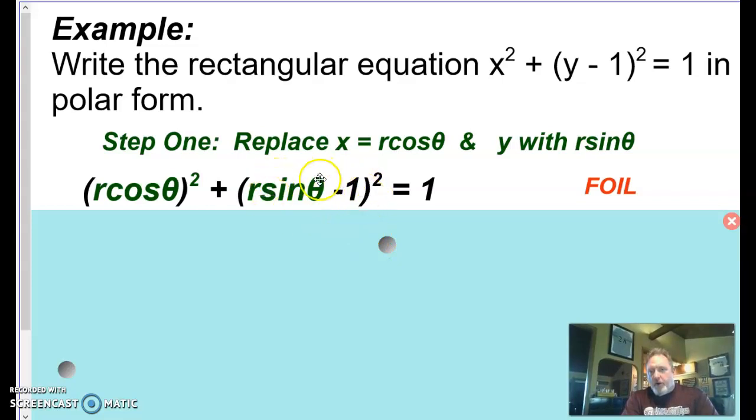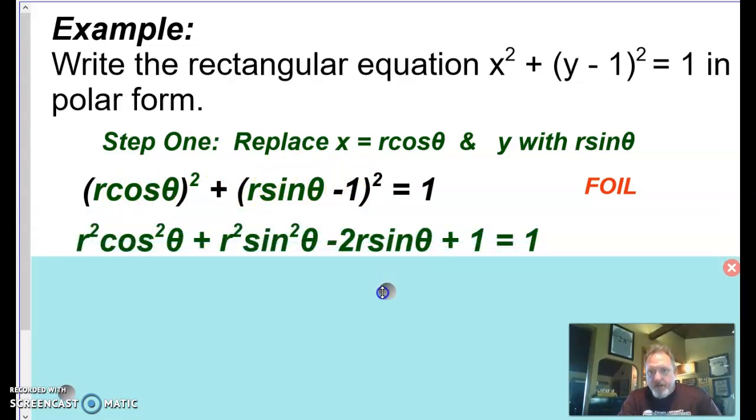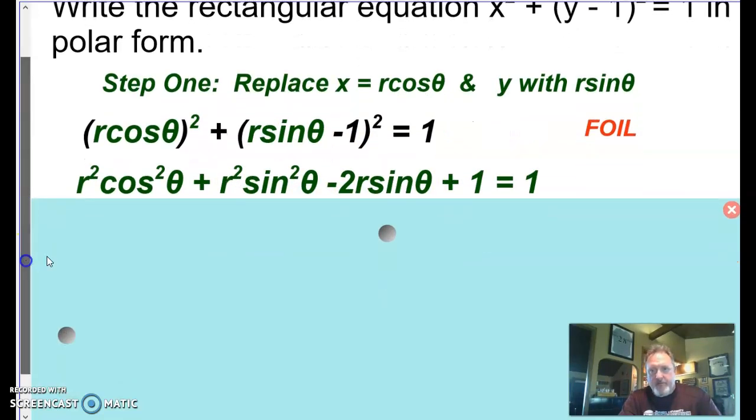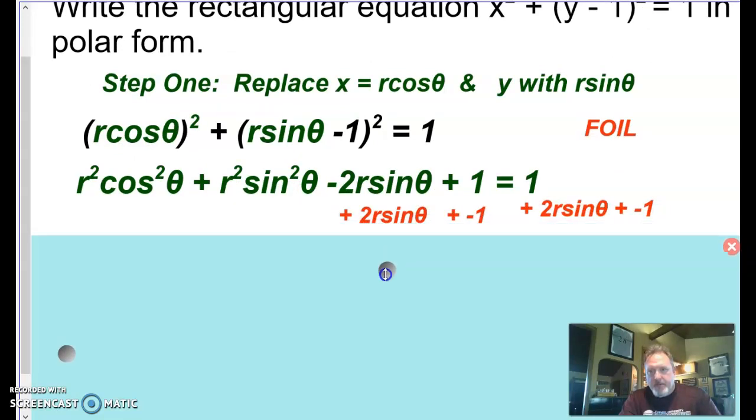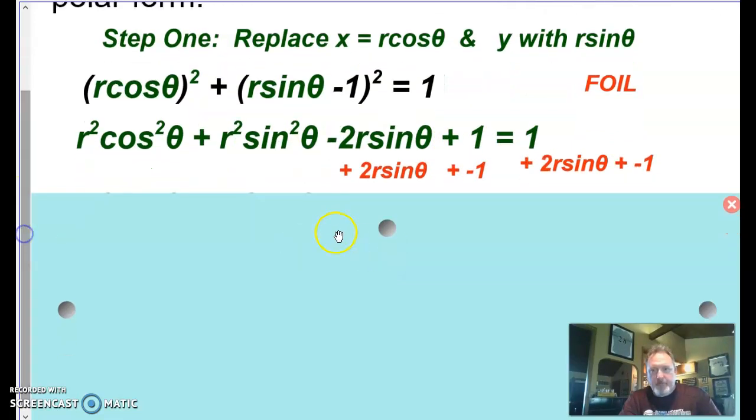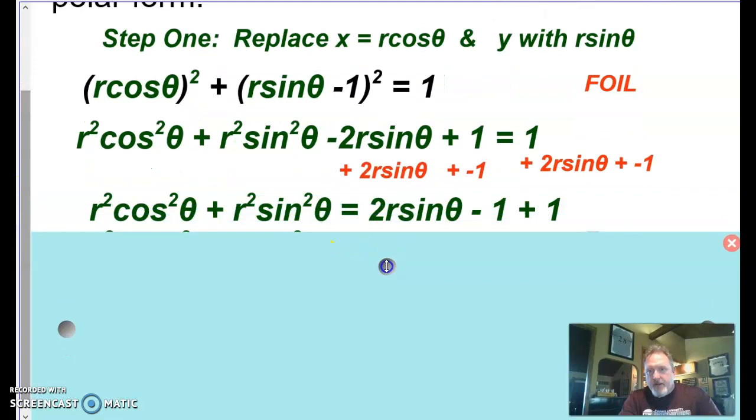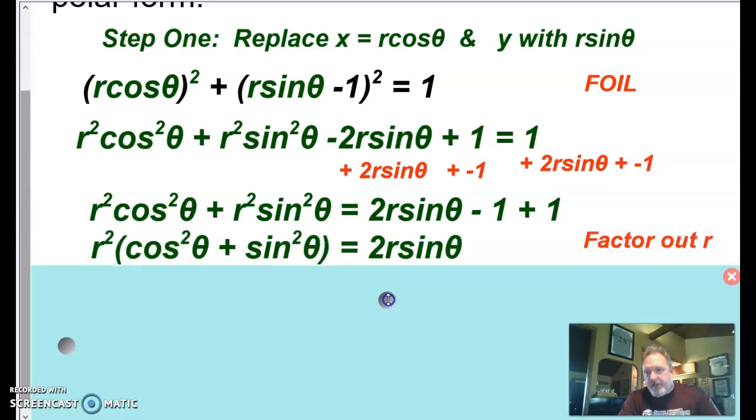I'm going to have to FOIL this out right here. R cosine theta squared, that's just going to be r squared cosine squared theta. This one I'm going to have to FOIL out. And so if I do that, when I FOIL (r sine theta minus 1) and I square that, I get this right here. I will add 2r sine theta to both sides, and I will subtract 1 from both sides. You'll notice here the 1's are going to cancel out. And so I'm going to end up here, again, the 1's cancel out.